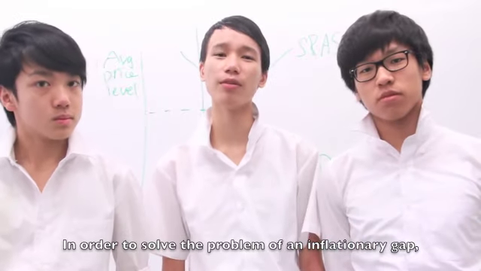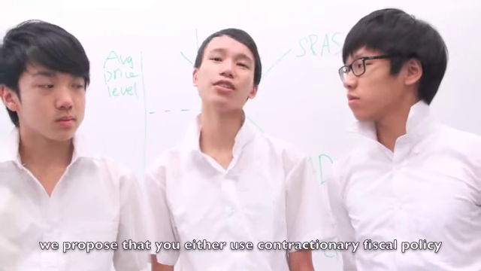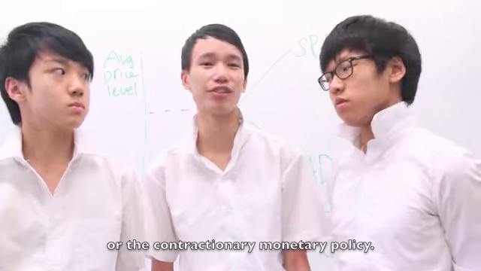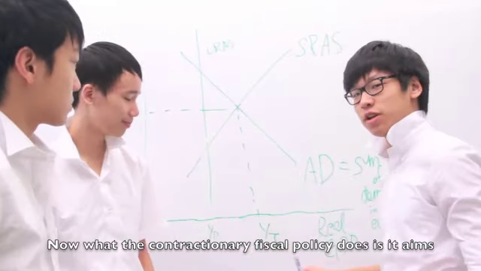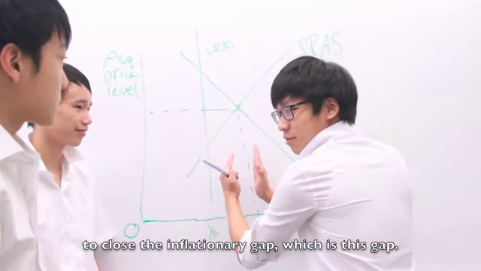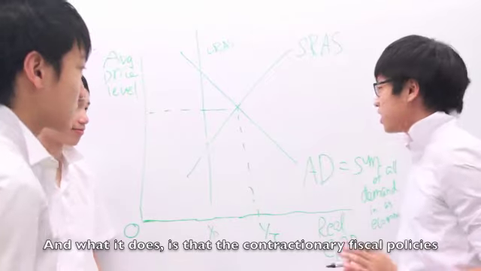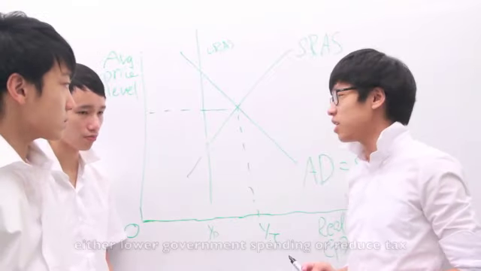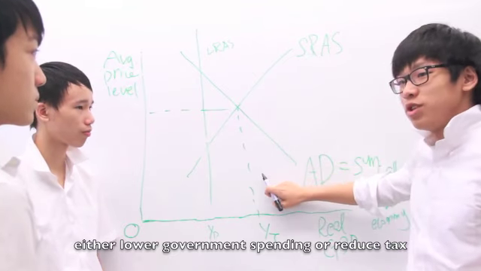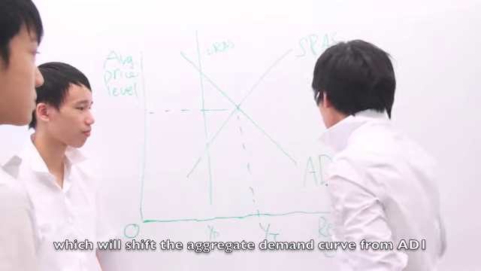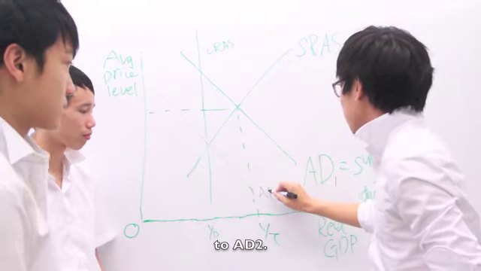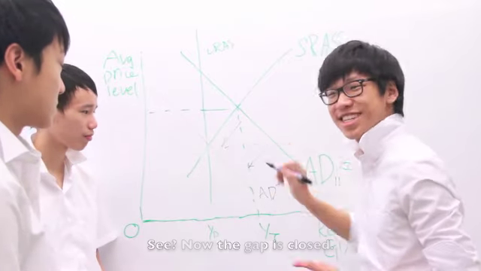In order to solve the problem of the inflationary gap, we propose that you use either contractionary fiscal policy or contractionary monetary policy. Now, what contractionary fiscal policy does is it aims to close the inflationary gap, which is this gap. It either lowers government spending or raises taxes, which will shift the aggregate demand curve from AD1 to AD2. You see? Now the gap is closed.